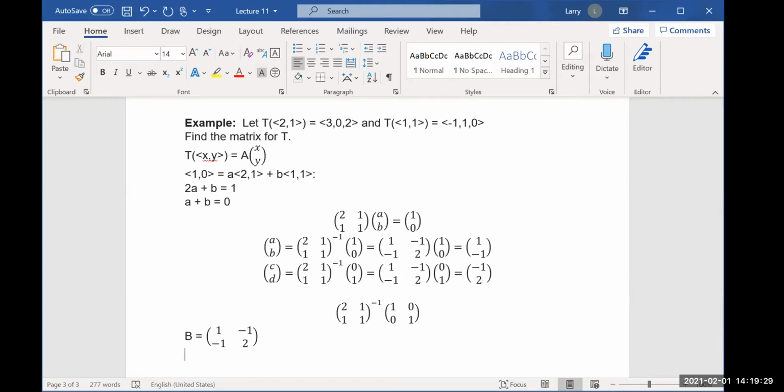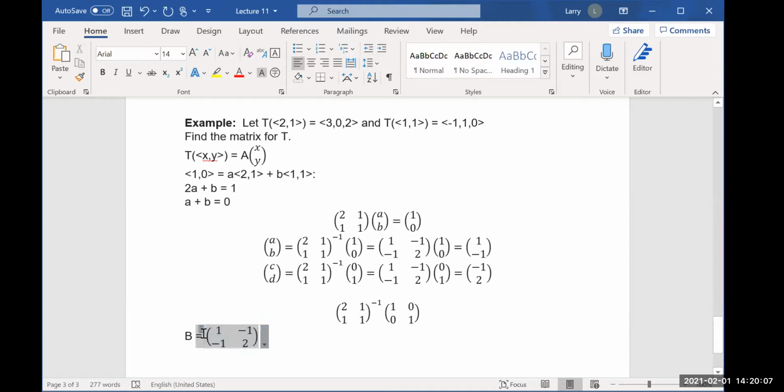So now I'm going to realize I have this matrix kind of with this weird basis, 3, 0, 2, negative 1, 1, 0. So had this been the standard basis, I would just write that matrix. Do you see that? But instead, I need to do the B first. So I need to take my X, Y and turn it into the A, B, C, D, and I do that with this B matrix. So then finally, I can write down what A is.